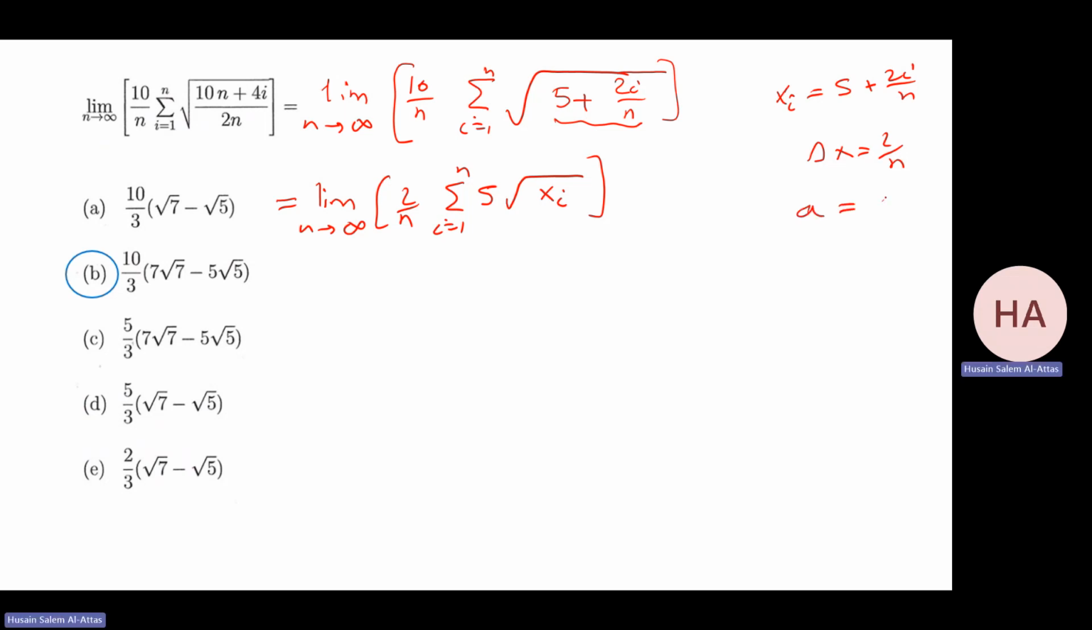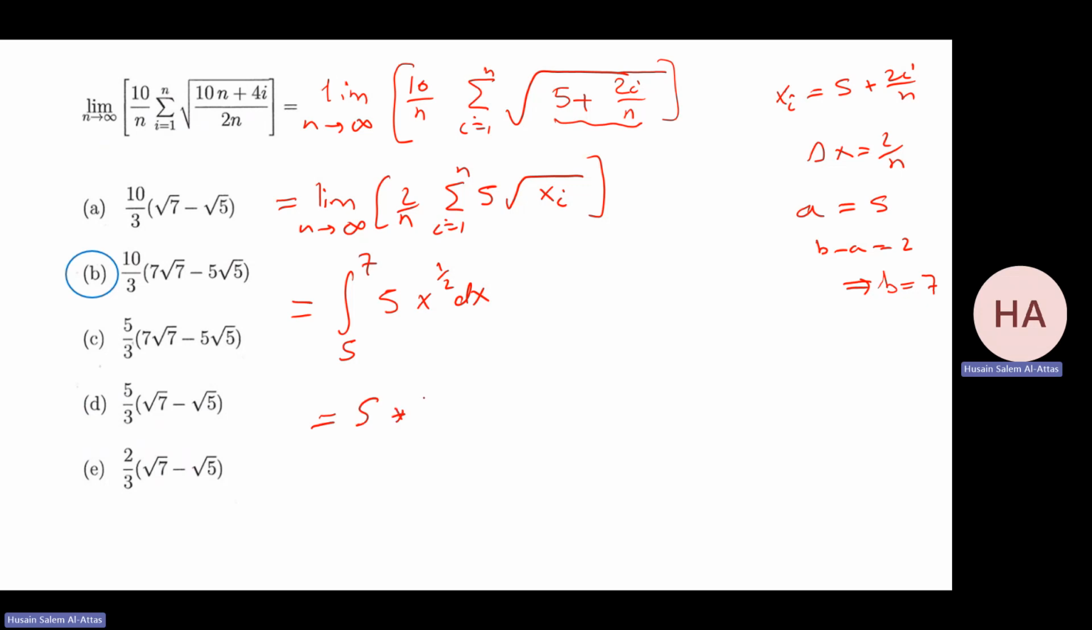Notice a equals 5 and b minus a equals 2. So b equals what? 7. B equals 7. So I have this integral from 5 to 7, 5 x to the power half. I'll call it u, or call it x, it's okay. So now do the integral.